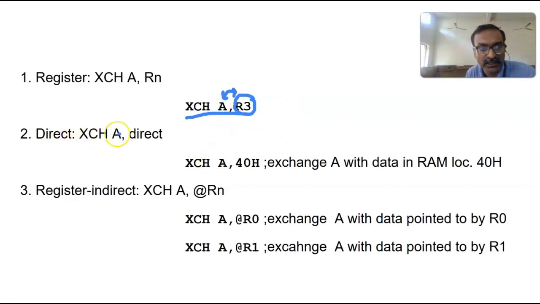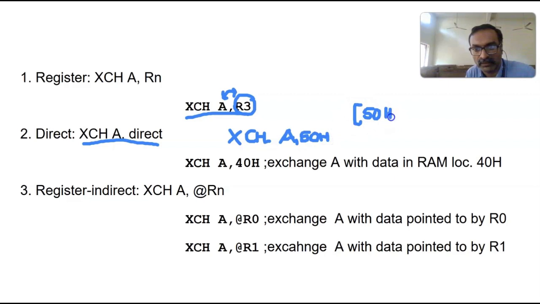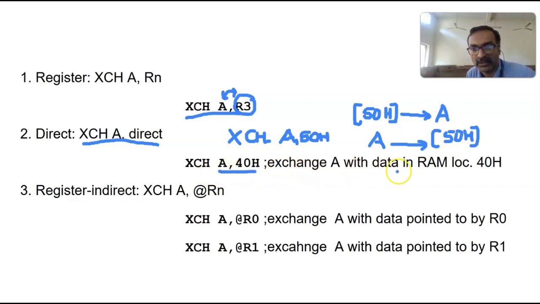Next is you can use a direct address. So direct means you are using an address, like XCH A comma 50H. It means that the contents of 50H, which is a memory location. Whatever data is there in 50H, it is moved to A, and whatever data is there in A, it is moved to 50H. So exchange A comma 40. It means exchange A with data in the RAM location 40H.